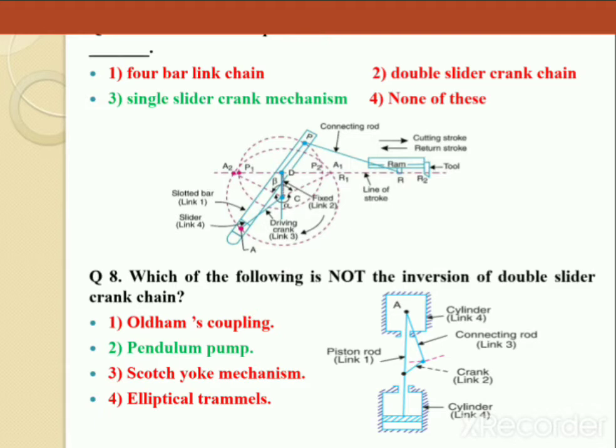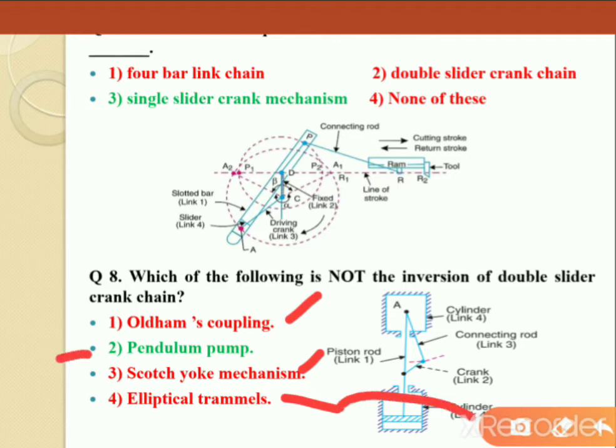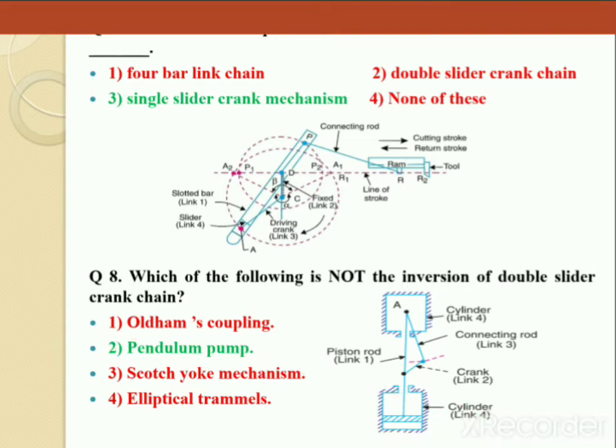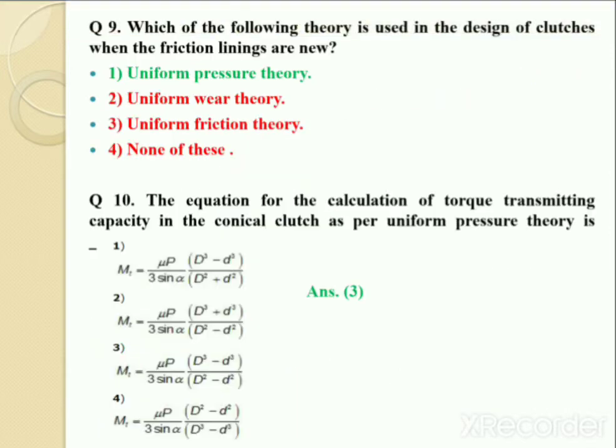Which of the following is not the inversion of double slider crank mechanism? Here Oldham's coupling is a double slider crank mechanism. Scotch yoke mechanism is also a double slider crank mechanism. Elliptical trammel is also a double slider crank mechanism. But the pendulum pump, you can see that is the slider here. It's a single slider crank mechanism. So here option 2 is the correct answer for that question. That is the figure actually. So let's come to the next question.